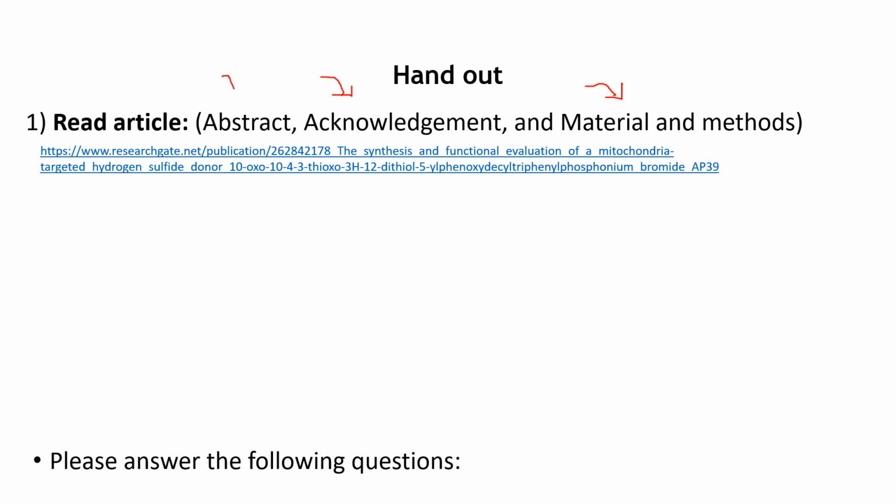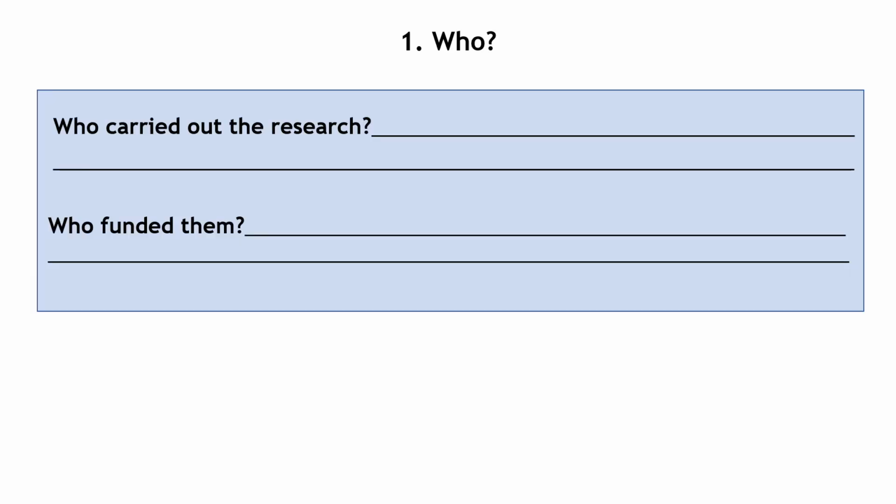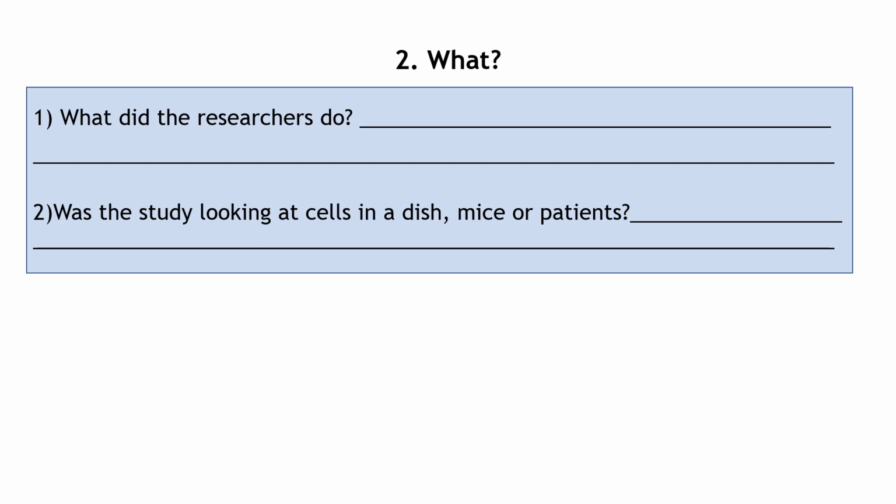So we read the abstract, and here is important, and the materials and methods. And you will find different blocks. So if you are two students, you can divide the different blocks, and if you are five, each one of you can take 5 minutes to read it and talk about it. So try to answer the following questions: who carried out the research? Who found it? Second, the what: what did the researchers do? Was the study looking at a dish, mice, or a patient?